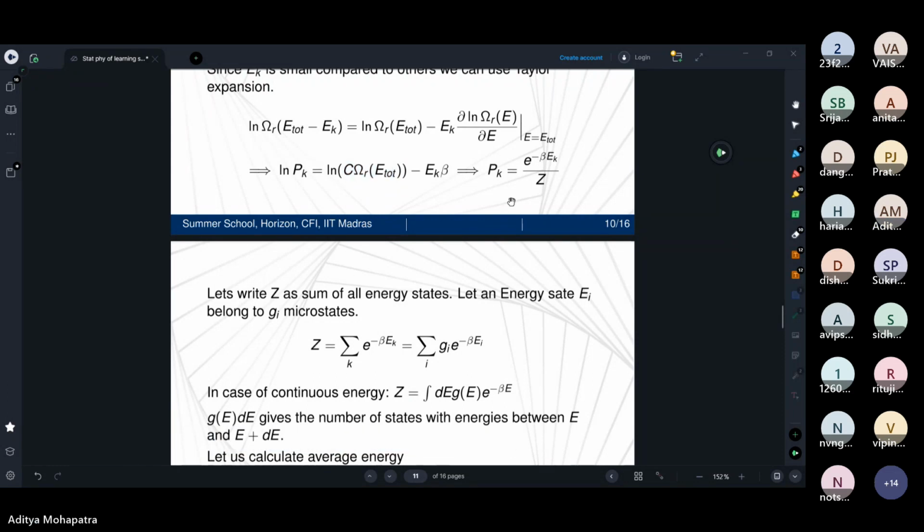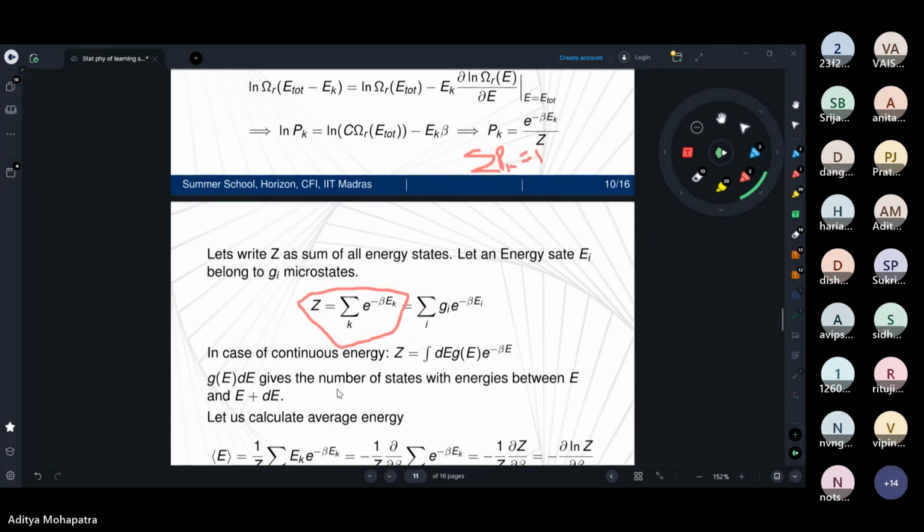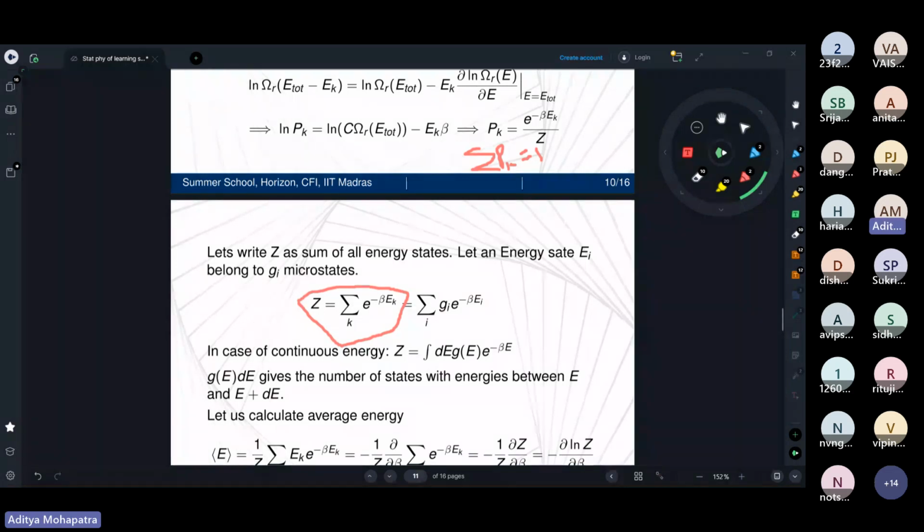And since the sum of all probabilities should be 1, that means the sum of all e to the power minus beta E should be Z. By definition of probabilities, all of them sum to 1, and Z is a constant quantity. Since Z is constant, Z should be this thing. Got it? This is the definition of the partition function. Is it clear now?